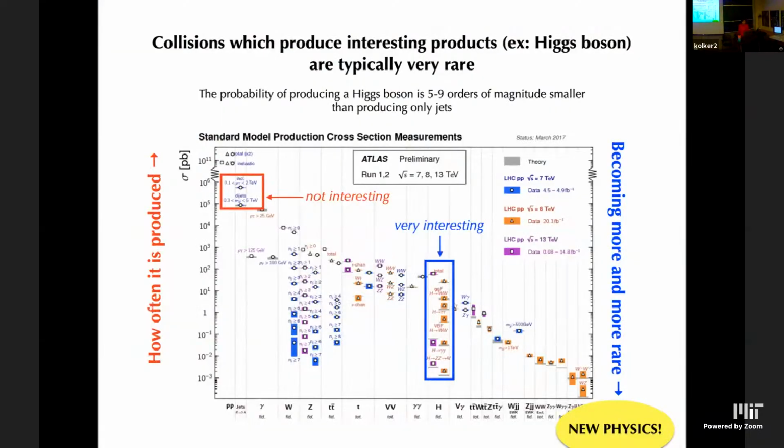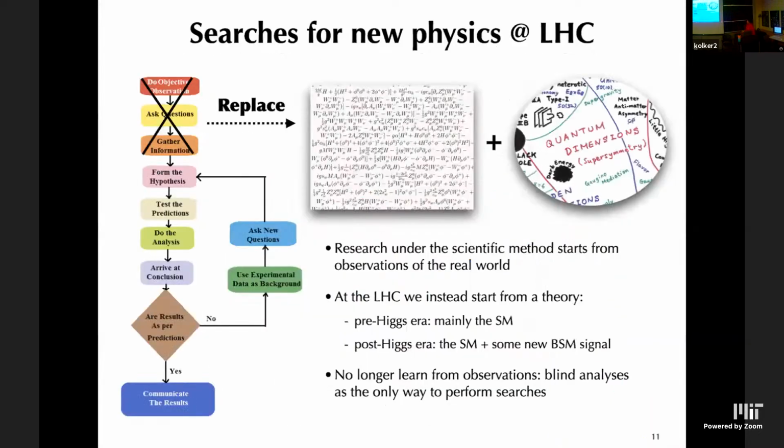At the same time, collisions which produce interesting products, for example a Higgs boson, are typically very rare. Here it's basically the probability that a process can be produced, for many different processes. For example, the probability of producing a Higgs boson is 5 to 9 orders of magnitude smaller than producing only jets, which is something that we call background, that we care less about. So when you search for new physics, you're looking for something even more rare than the rarest standard model processes. This is a big challenge.